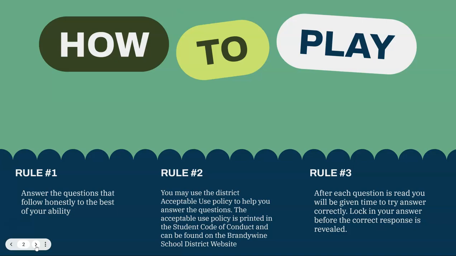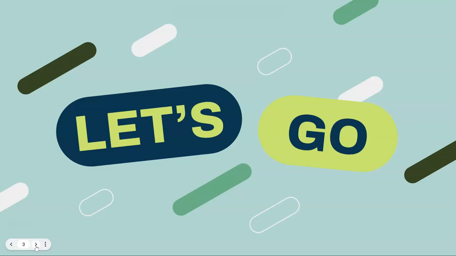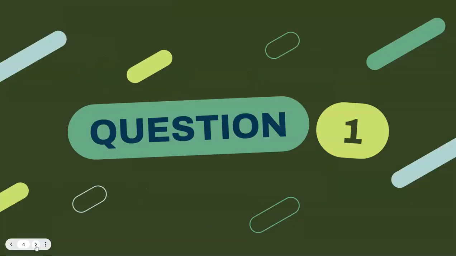You are welcome to use the Brandywine School District Acceptable Use Policy found within the printed Student Code of Conduct copy that you were given in the first week of school, or it can also be located on the Brandywine School District website if needed. Your final rule is to try to answer the question before time runs out, and then check your response against the correct one when it is revealed. Let's go to question number 1, players.